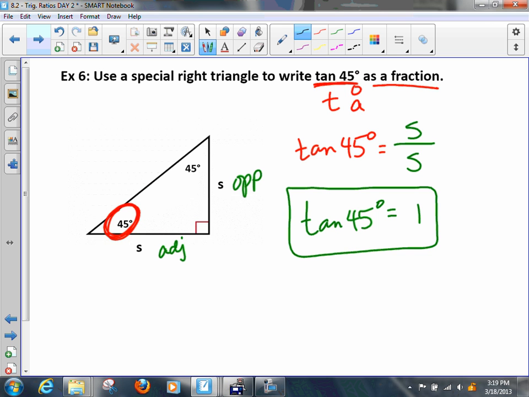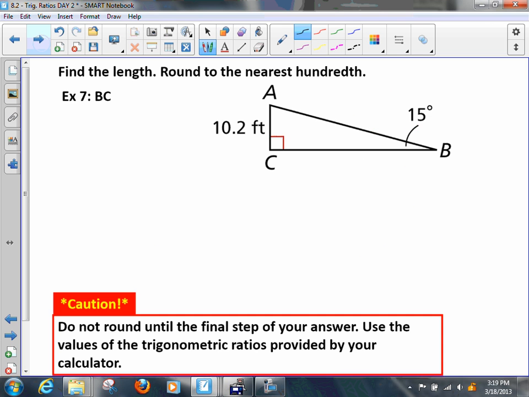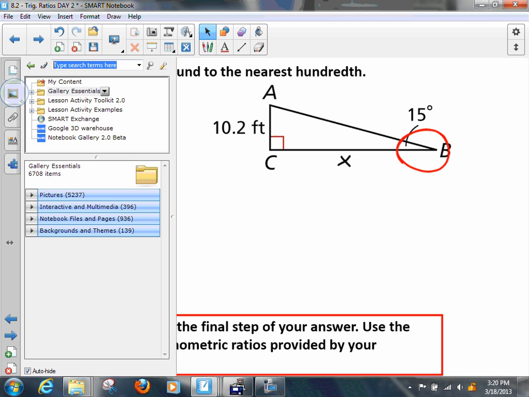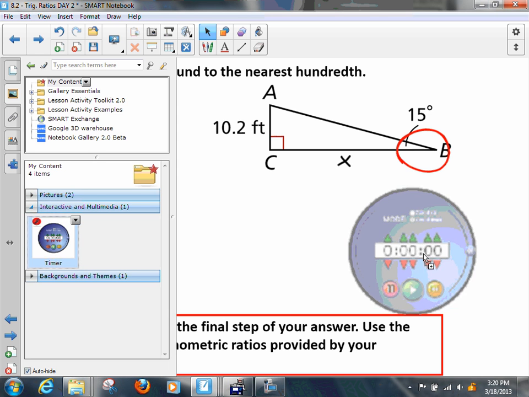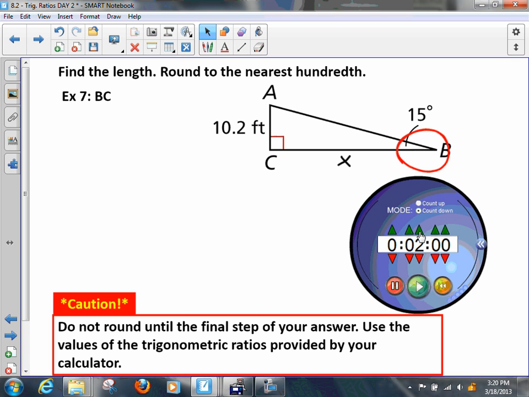It is a right isosceles triangle, you're correct. Absolutely. Hey, find the length. Round to the nearest hundredth. Oh, we're finding BC. That's my X. What are you circling? Hey, I'm going to give you 2 minutes to solve this. Go. 2 minutes to solve for X. Go.